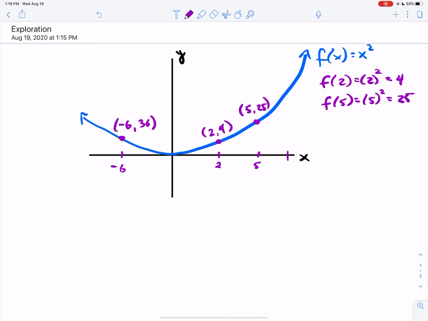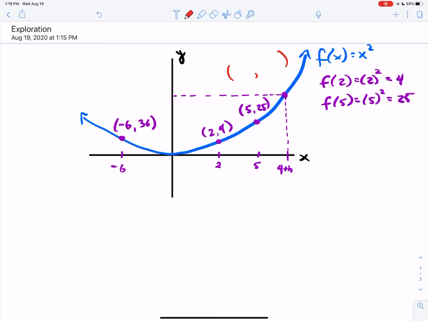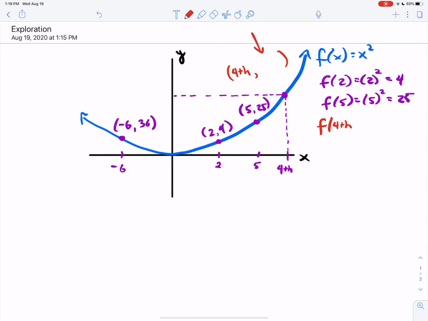And here's one more. What if I gave you 4 plus h? What would that point look like? I'll write it in red right here. What would the x coordinate be? The x coordinate, you would just write 4 plus h. A little bit weird because usually it's just numbers, but now we're dealing with a parameter or a variable. But what would the y value look like? Pause and play when you're ready. If you plug in 4 plus h into your x, you should get the quantity 4 plus h squared. I'm just going to put that right there. Now we can expand it, but we're just going to leave it in that factored form.